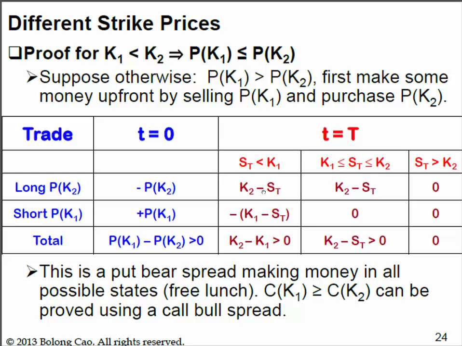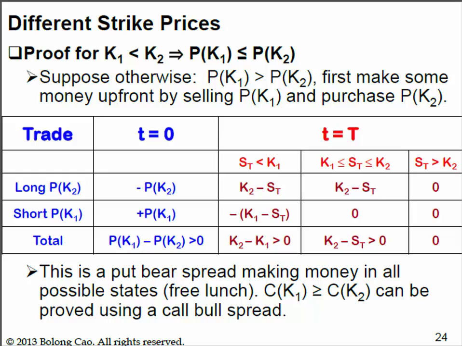Because in the long high strike put, we received this high strike and we delivered the underlying. But through the short low strike put, we have to accept K1 and receive the underlying. So the underlying comes in and goes out. The underlying is gone. All that we have is the difference between K2 and K1. So that's one scenario.